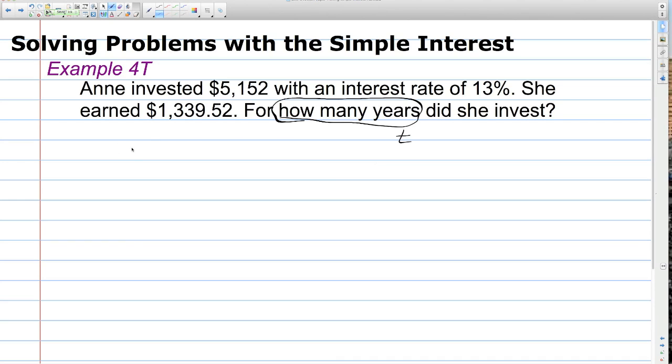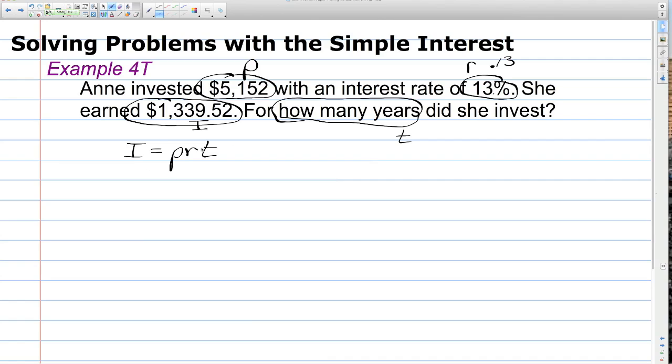What I haven't done yet is write down the interest formula. Interest is equal to principal times rate times time. And we can see we're going to be solving for t. Anne invested $5,152. That's the principal. By definition, the money invested is the principal. The interest rate is 13%, and that interest rate expressed as a decimal number is 0.13. Remember, we take that decimal and move it 2 places to the left, and she earned $1,339.52. That's the interest. And again, by definition, interest is the money earned or paid for use of money.